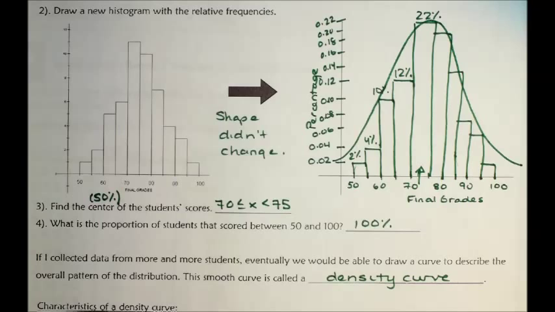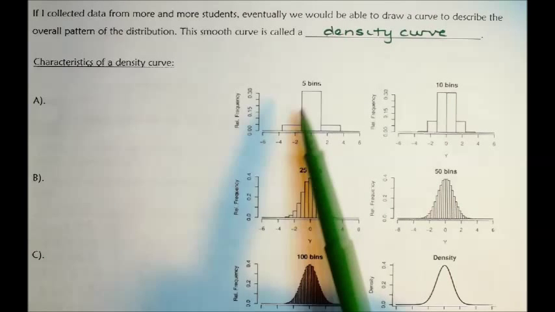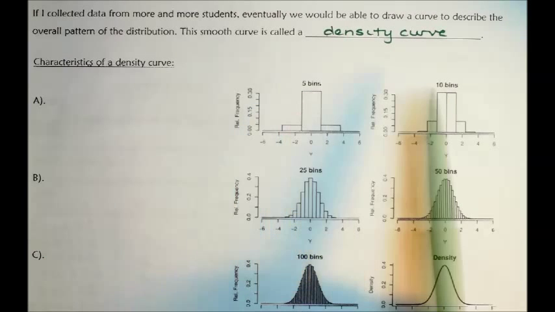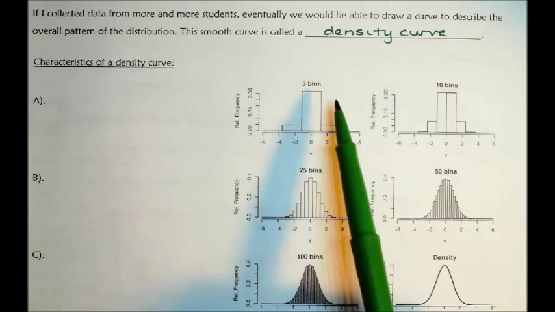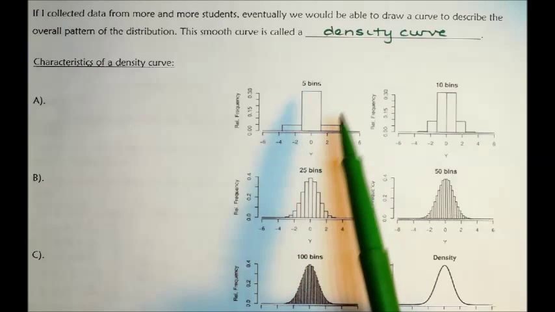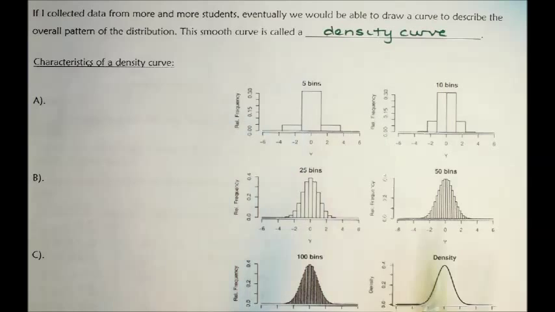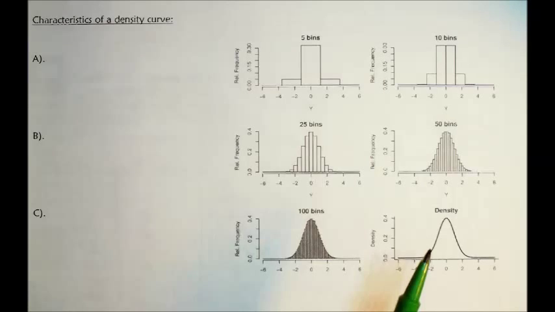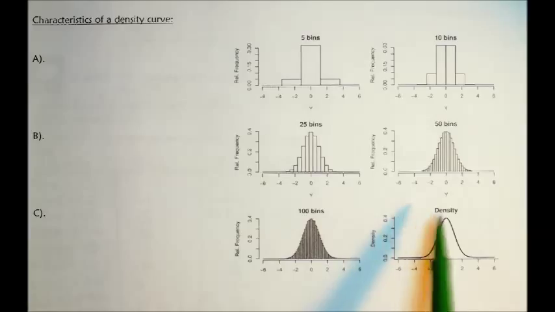So here's another example. You can notice that at first, with only 5 intervals, or 5 bins, the shape is kind of strange. I mean, it's obviously symmetric, but the more and more trials you take, the closer and closer it gets to this perfect density curve. So the density curve has several characteristics.